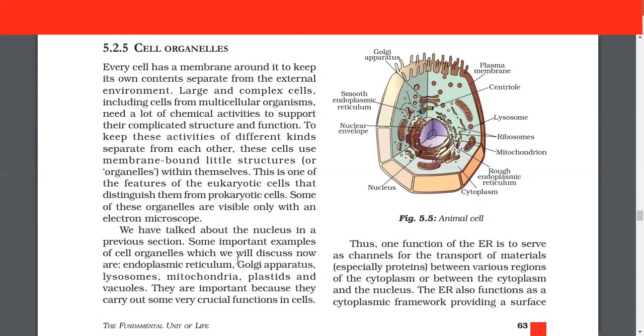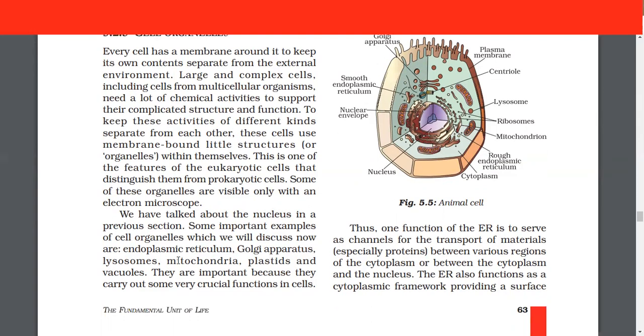Some of these organelles are visible only with an electron microscope. We have talked about the nucleus in the previous section. Some important examples of cell organelles which we will discuss now are endoplasmic reticulum, Golgi apparatus, lysosomes, mitochondria, plastids, and vacuoles. They are important because they carry out some very crucial functions in cells.